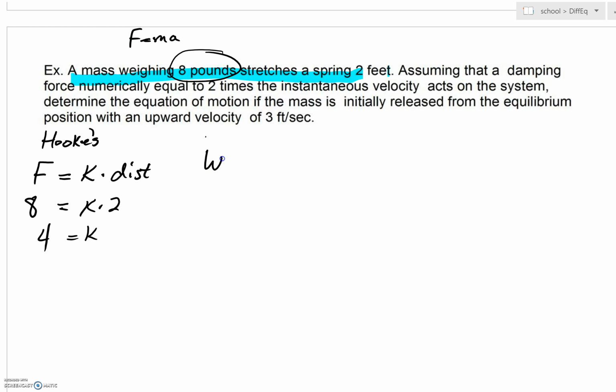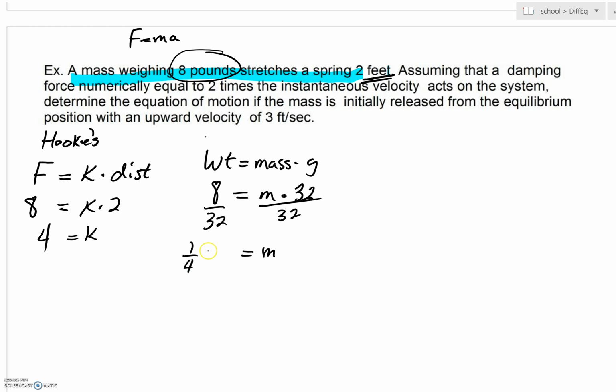What you really have is weight is equal to mass times the gravitational constant. So you've got 8 pounds of weight, your mass right here, and the gravitational constant when we're in the customary units, that would be 32 feet per second squared. Very quickly we could divide by 32 and we'd get m is equal to 1/4. Do you guys remember the unit there? The slug. That sounds so funny, right?